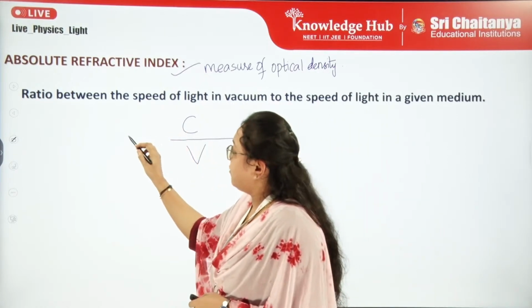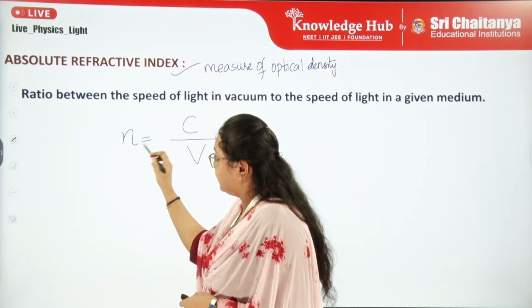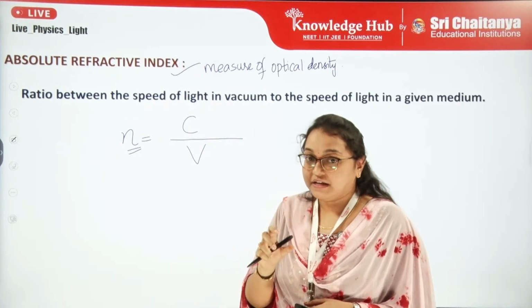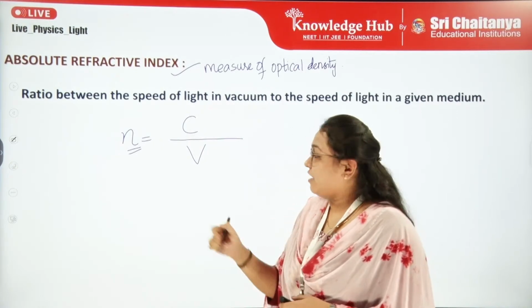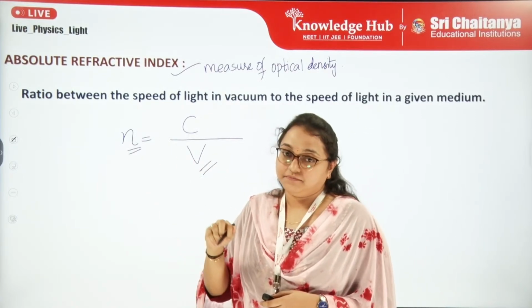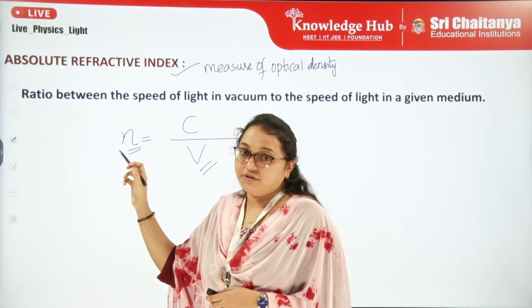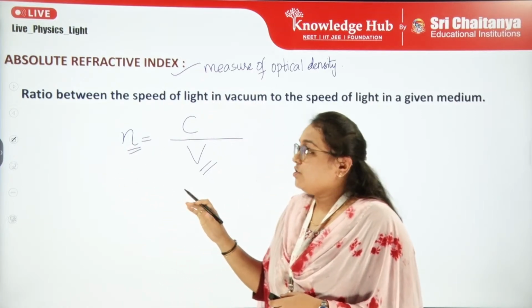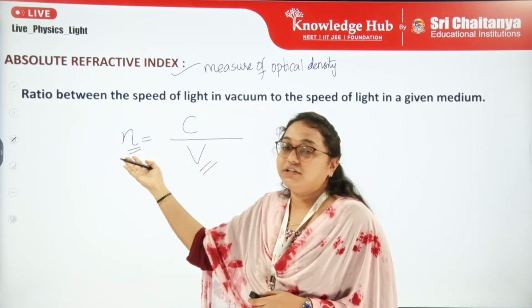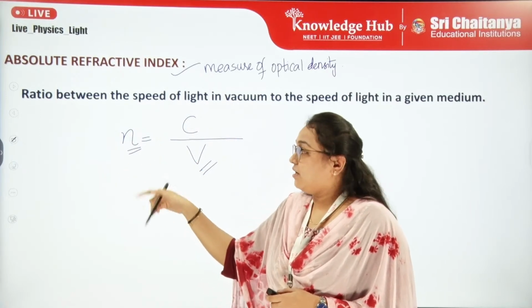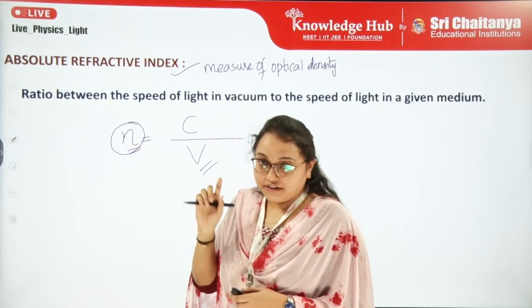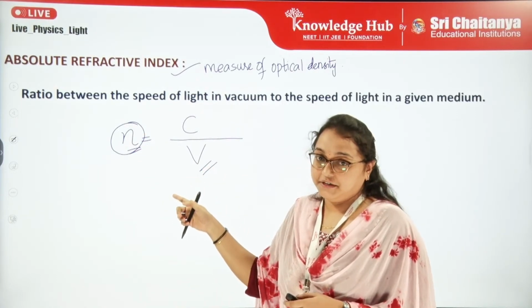Suppose we are supposed to find the absolute refractive index of a certain medium, that means we should know the speed of light in that medium. So here V represents the speed of light in that medium. N stands for absolute refractive index or simply refractive index. In order to find the speed of light in that medium, we should know the refractive index of the medium, and vice versa. We can calculate the absolute refractive index if we know the speed of light in that medium.